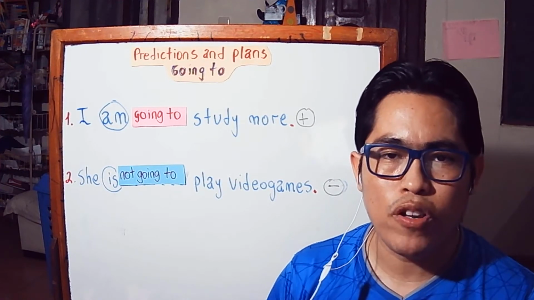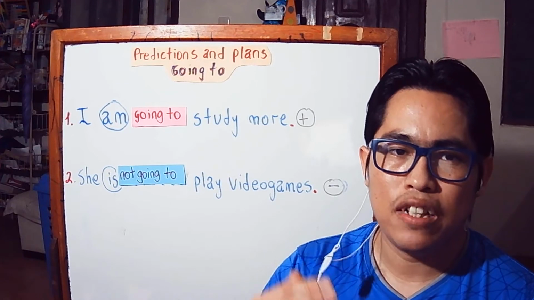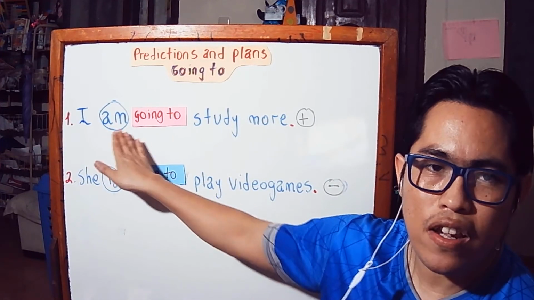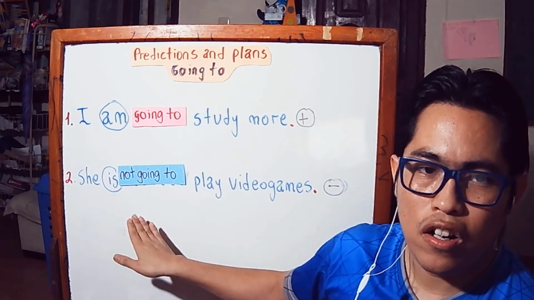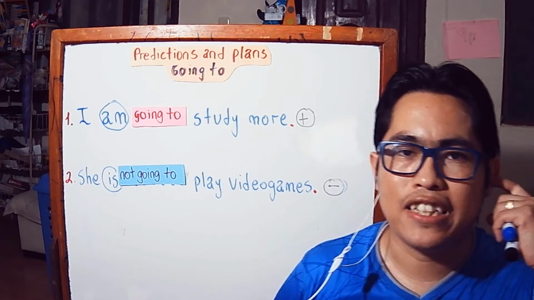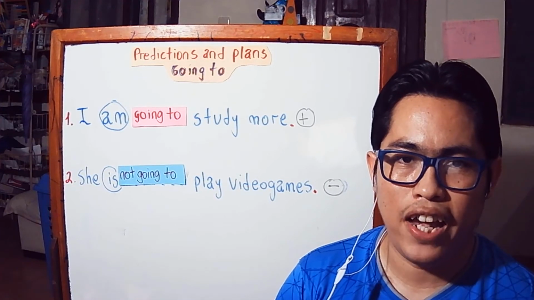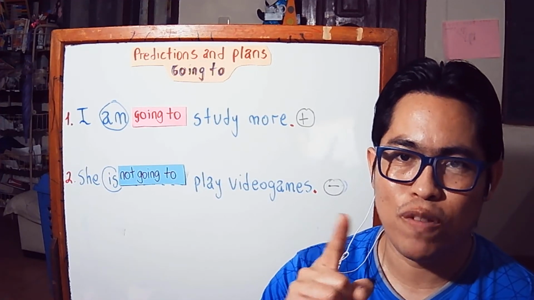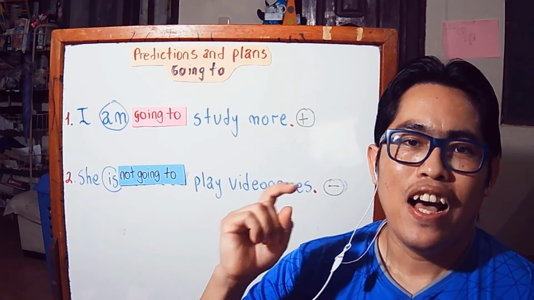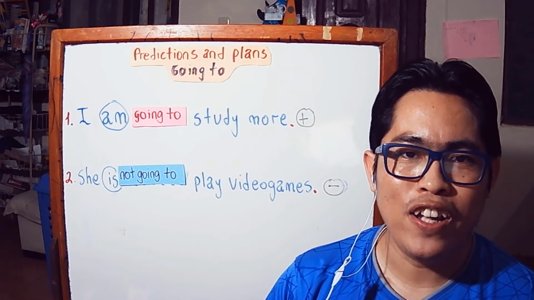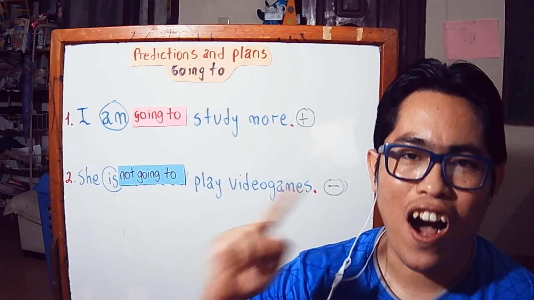Okay? So remember, when you want to make predictions and plans, just use the verb be, going to or not going to, and you are expressing future plans. Okay? So I have a good future plan for you. This week we are going to study English hard.